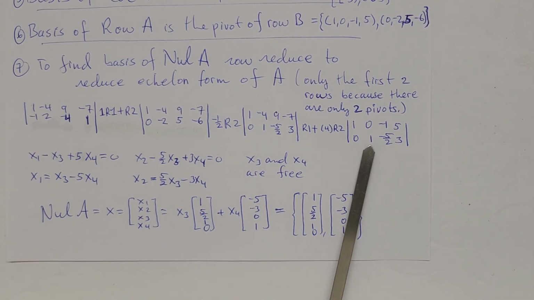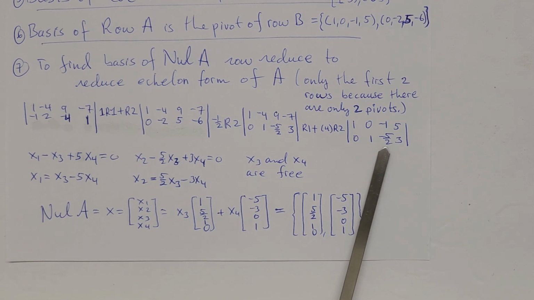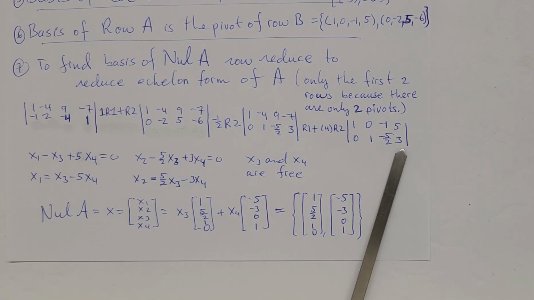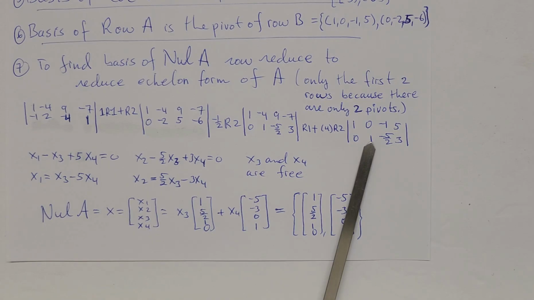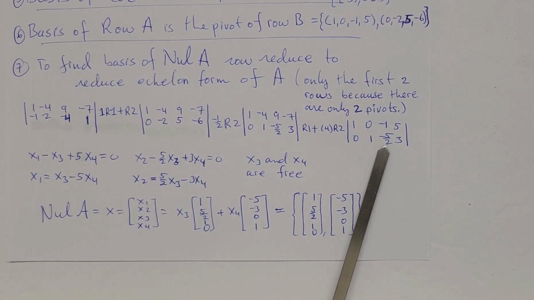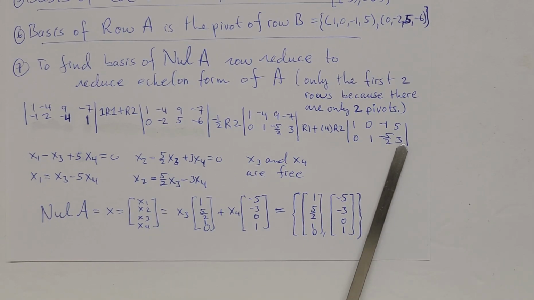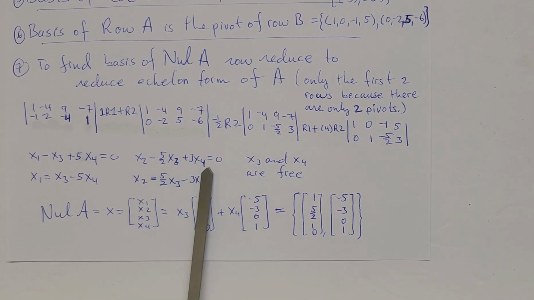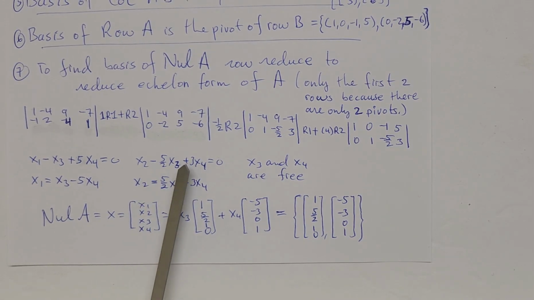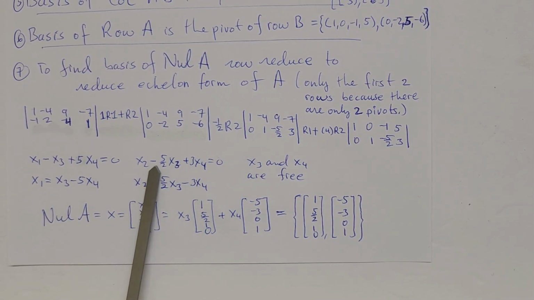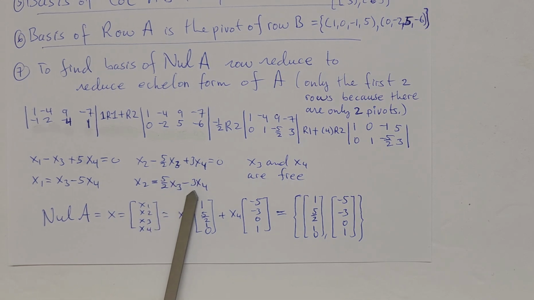x2 minus 5/2x3 plus 3x4 equals 0. That's what I have here. Solve for the second term: the negative and positive, bring them to the right side. So negative becomes positive, positive becomes negative.